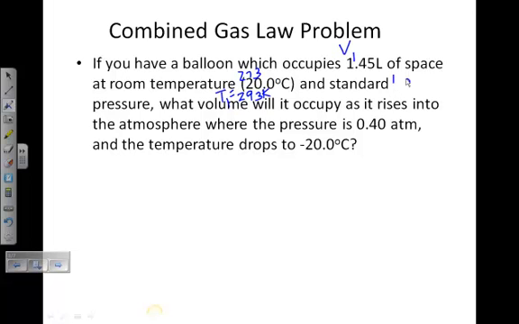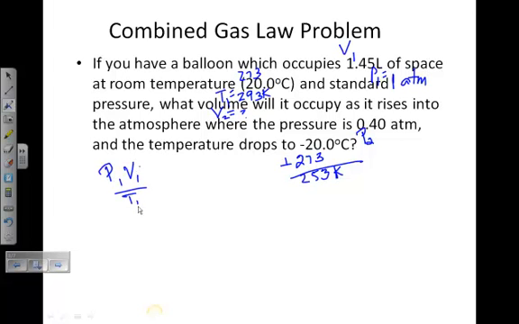Standard pressure is always 1 atmosphere. So that is P1. And what volume will it occupy as it rises? You already have an initial volume, so this must be final volume, or V2, that you're solving for. So that's a question mark. What will it occupy when this balloon rises to a new pressure, or P2, of 0.4 atmospheres and a new temperature of -20? Go ahead and add 273 to that temperature so that you can automatically have a Kelvin value to plug in later. Now it's just a matter of plugging into the equation.